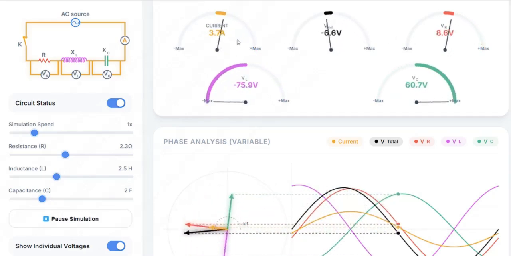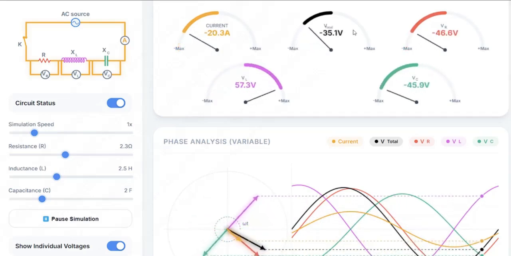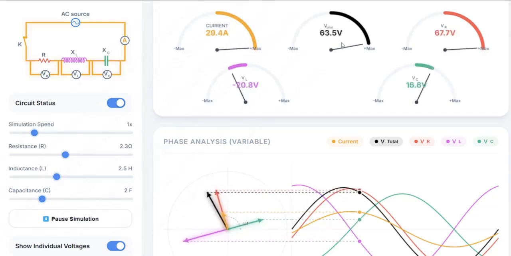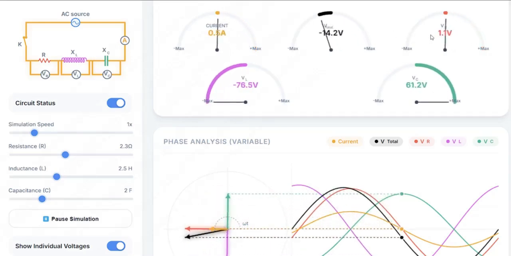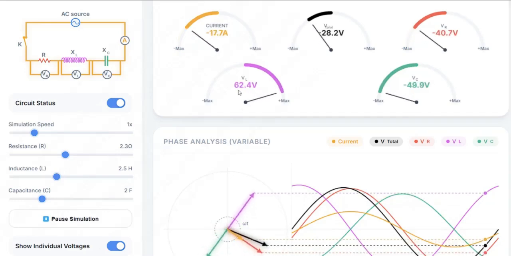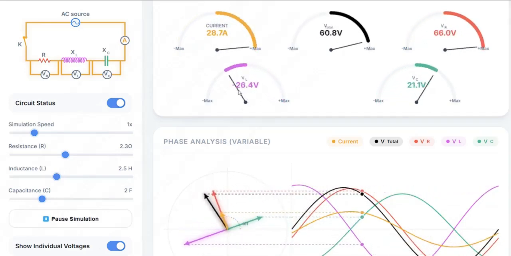Look at this. First one is current, second one is voltage total. மூணுலையும் சேர்ந்து என்ன voltage அப்படிங்கிறது represented in this voltage total. So next, resistorல என்ன voltage, capacitorல என்ன voltage, inductorல என்ன voltage. These are measured in these three red, rose and green colored meters.